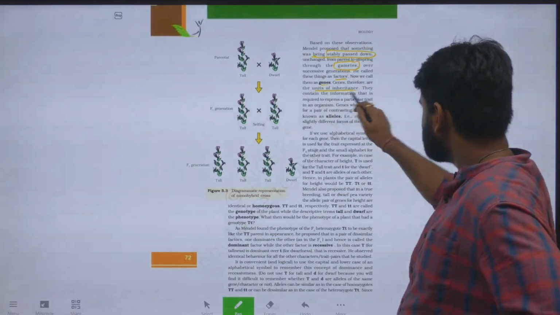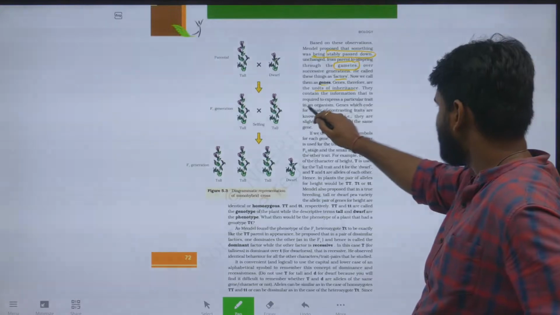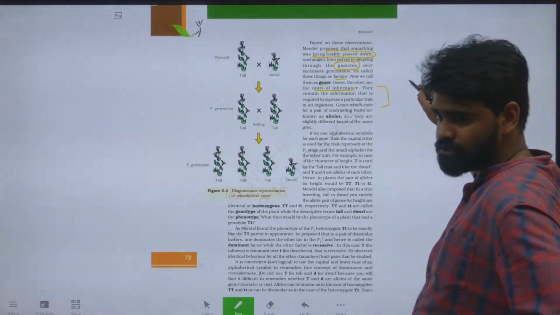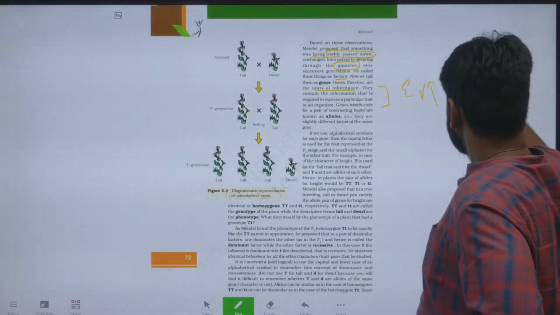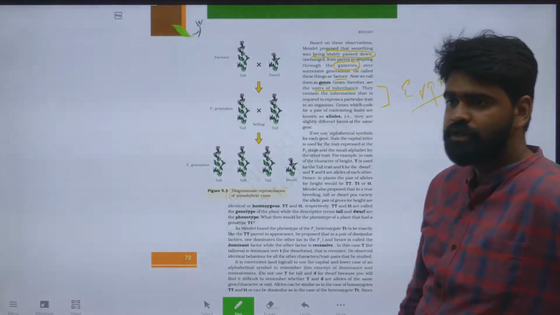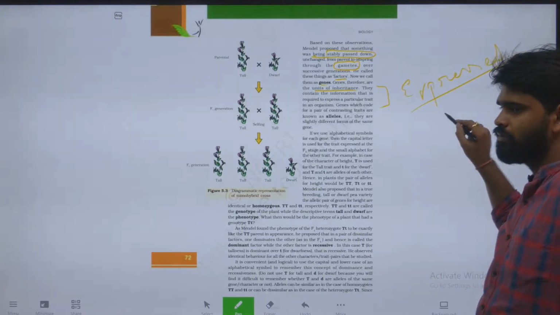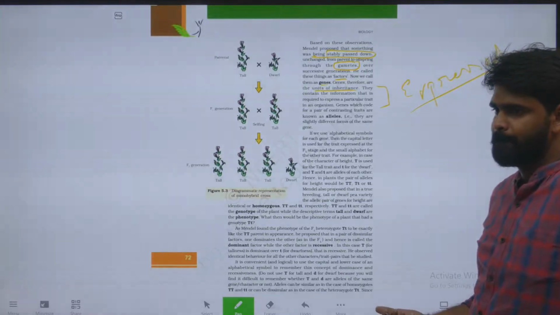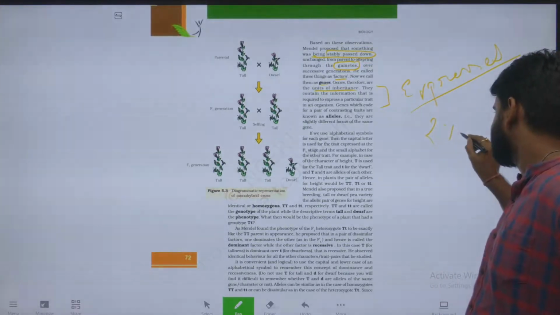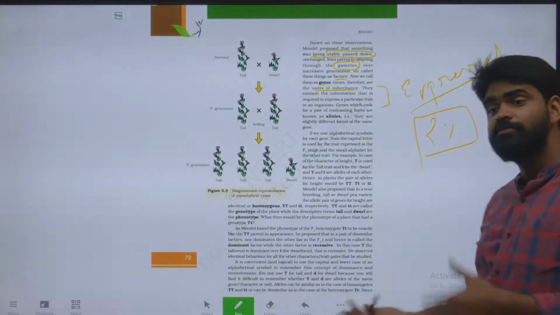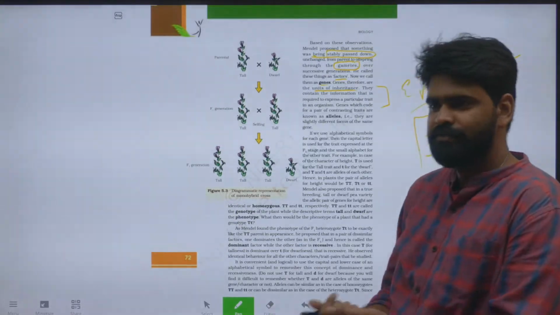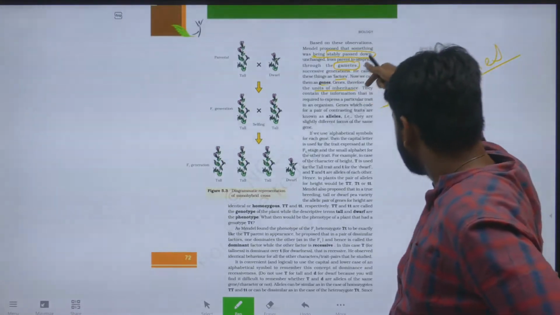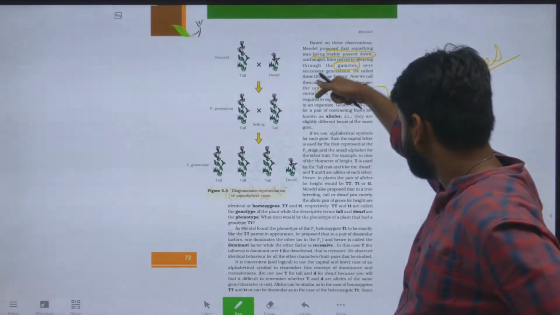They contain the information that is required to express a particular trait in an organism. It means they are getting expressed. And what percentage of our genome is getting expressed? Forty? Good. Generally about 2 percent is expressed, 98 percent is not. They contain the information that is required to express a particular trait in an organism.